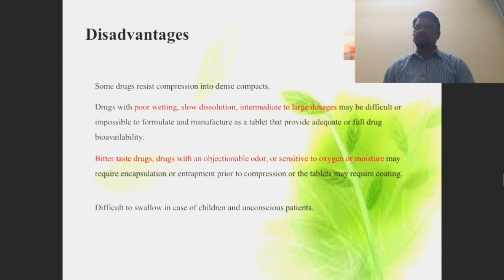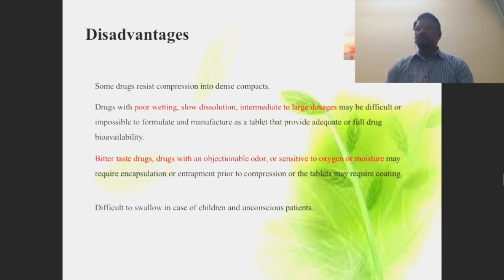Okay, a parenteral dosage form, or we can say the injection, will give an immediate effect rather than the tablet. Okay, and then again, the tablet has poor wetting.